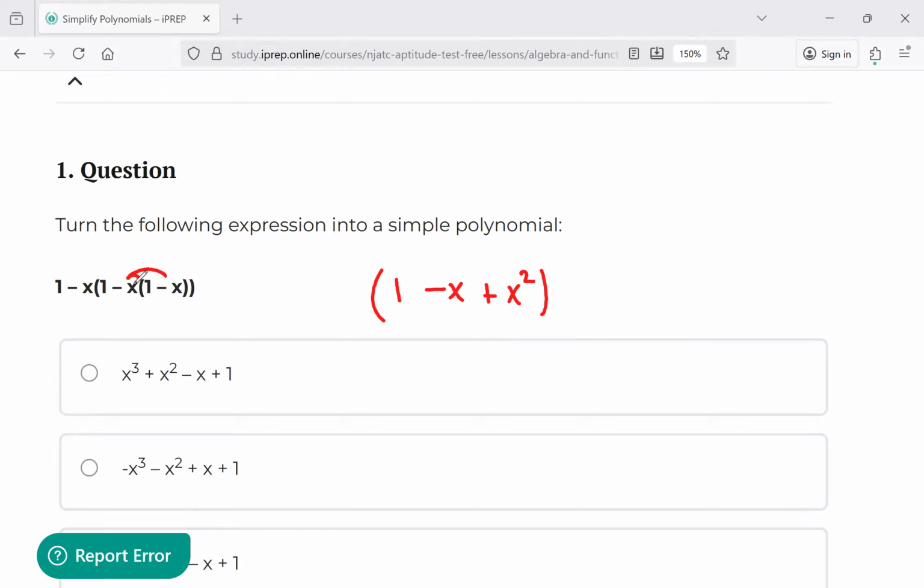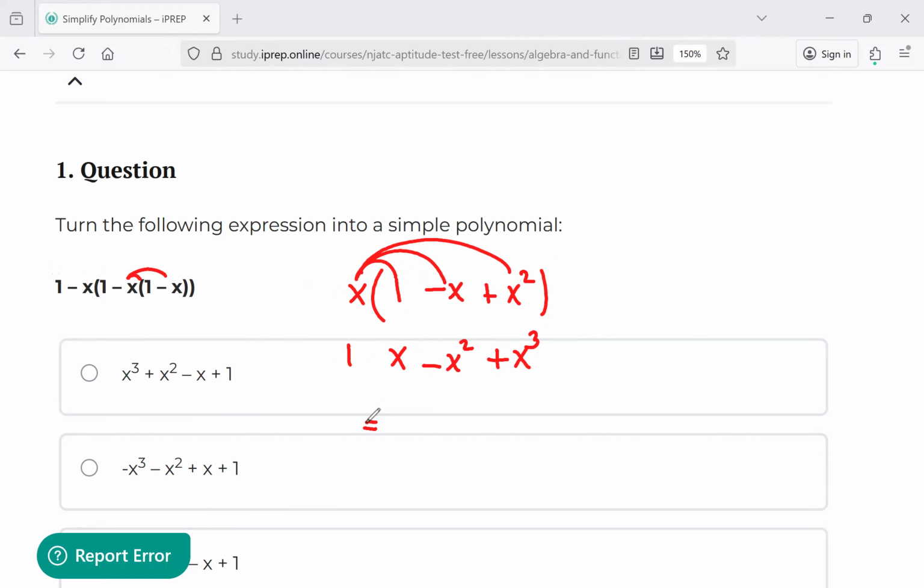And then you're going to FOIL, then you have this extra x. So FOIL out this x. So it's x times 1 is x. X times negative x is negative x squared. X times x squared is x cubed. Then you have this 1, which is nowhere near the parentheses, so you have to bring that down.